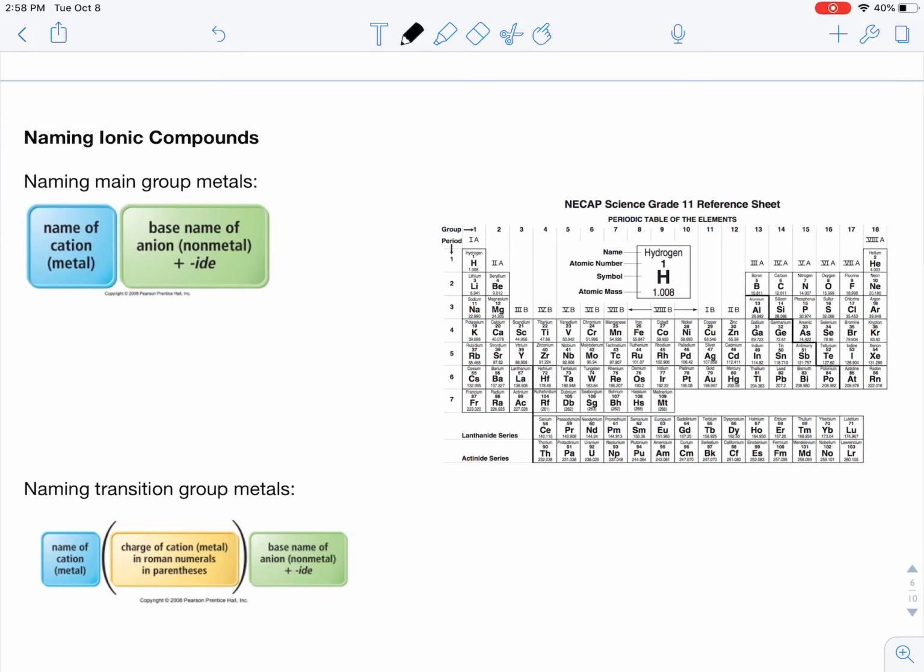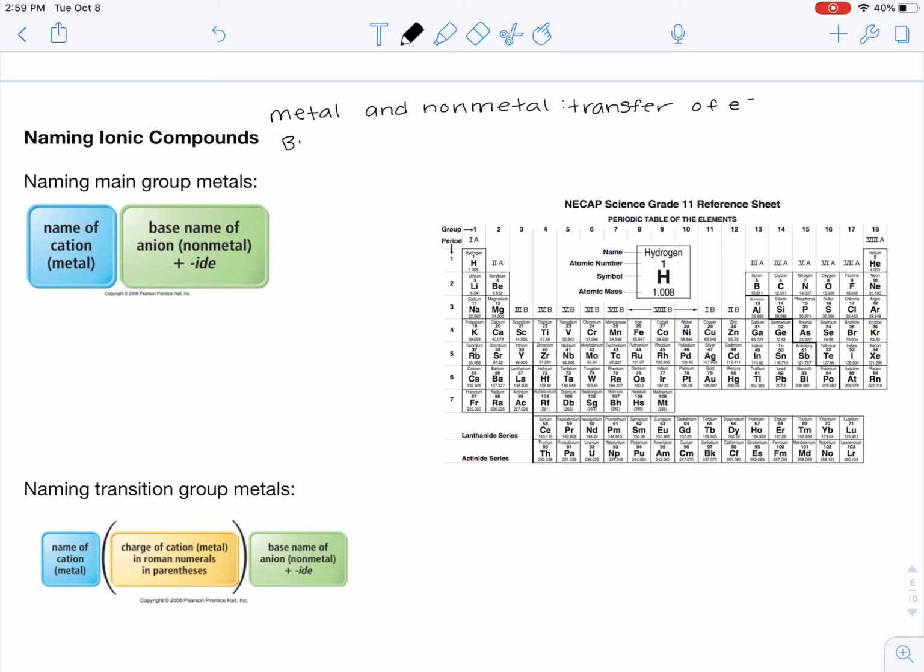Naming ionic compounds. An ionic compound is made from a metal and nonmetal, and it occurs because of the transfer of electrons. So when you are dealing with binary, meaning just a metal and a nonmetal, not a metal and multiple nonmetals, or a transition metal and a nonmetal, these are the rules that apply.